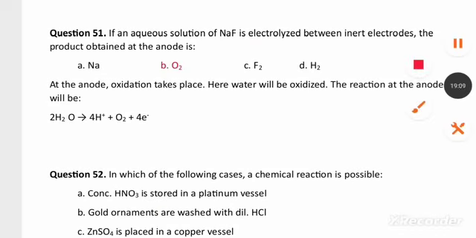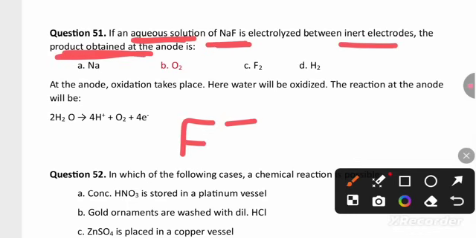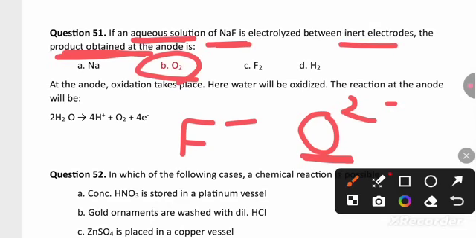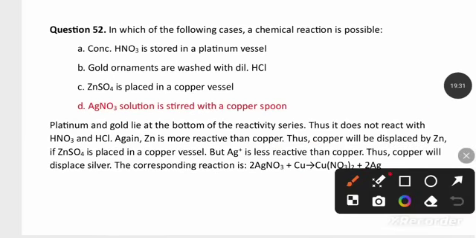In the next question, an aqueous solution of NaF is electrolyzed between inert electrodes, what is the product obtained at the anode? As we are taking an aqueous solution, among F minus and O2 minus, oxygen is going to discharge at the anode, so it will release oxygen gas in this case. So oxygen is released.